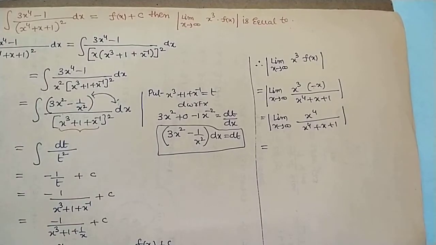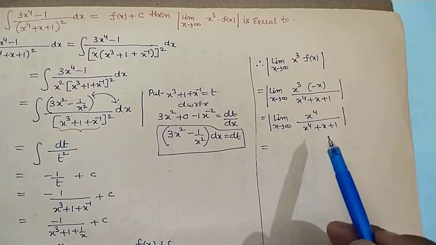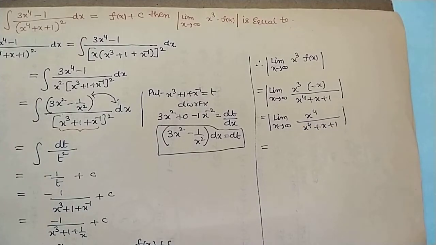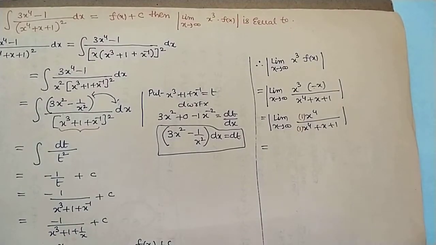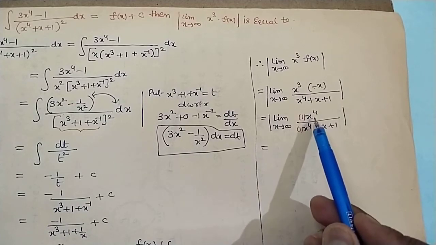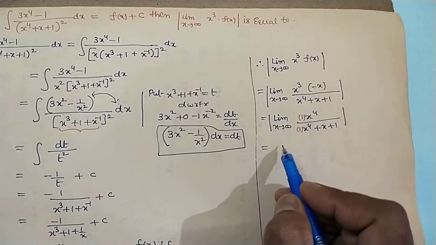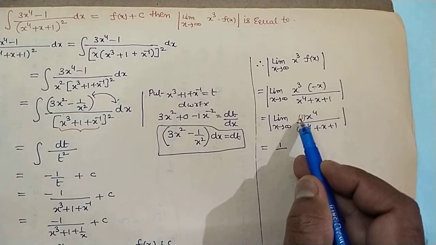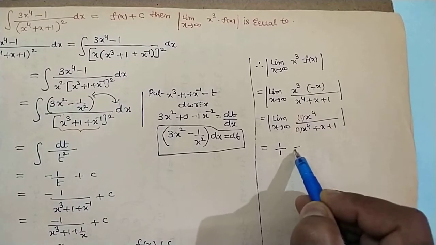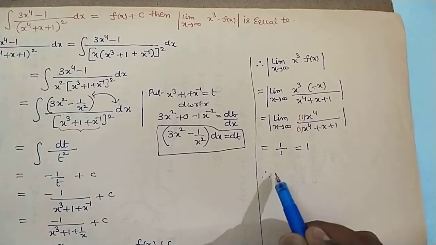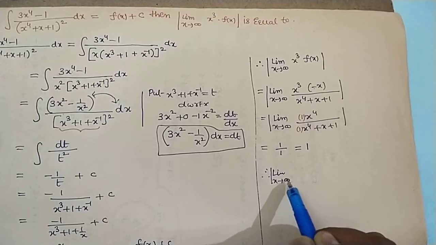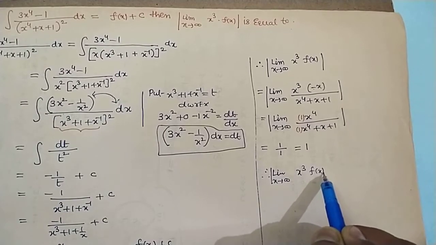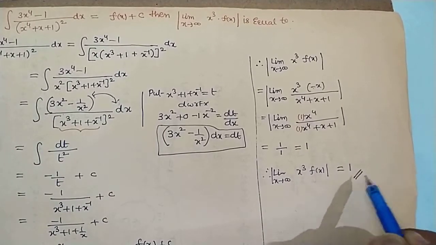We know that whenever the limit is x tends to infinity and the numerator degree and denominator degree are equal, the ratio of their coefficients is the answer. Here the x power 4 coefficient is 1 in the numerator and 1 in the denominator. As x tends to infinity, the degree of numerator is equal to the degree of denominator. Therefore the answer is the coefficient of highest power in the numerator divided by that in the denominator, which is 1 by 1. Therefore, the limit of mod x cube into f of x is equal to 1.